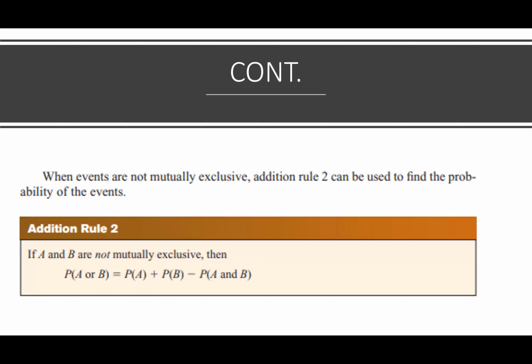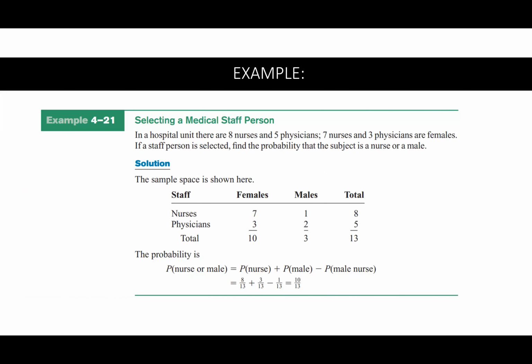When events are not mutually exclusive, addition rule number 2 can be used to find the probability of the event. In this, the formula is like this: probability of A or B equals probability of A plus probability of B minus probability of A and B. This is the formula. And the example is like this.